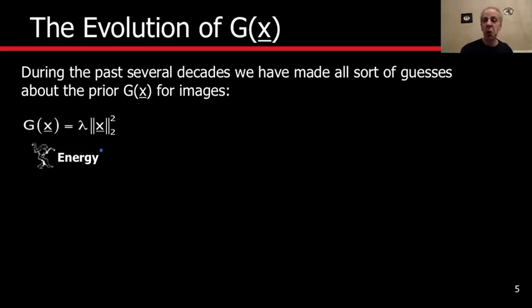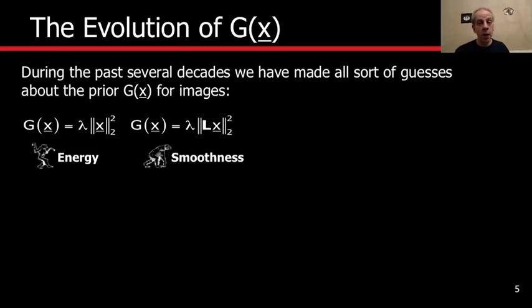People say a good prior is, give me an image that doesn't have too much energy. So this is this example. There's always a parameter here that can scale it up and down. There were other priors that say, give me an image that is smooth. For example, we have seen when we talked about inpainting that one way to measure smoothness is the Laplacian. Instead of having low energy, you say it has to be very smooth, which means that when I compute the Laplacian, the energy has to be low.